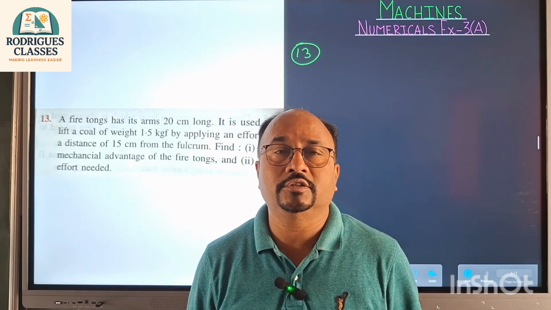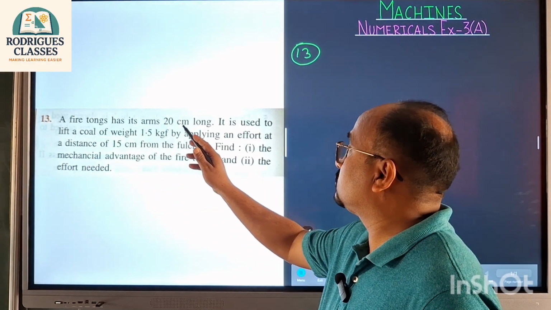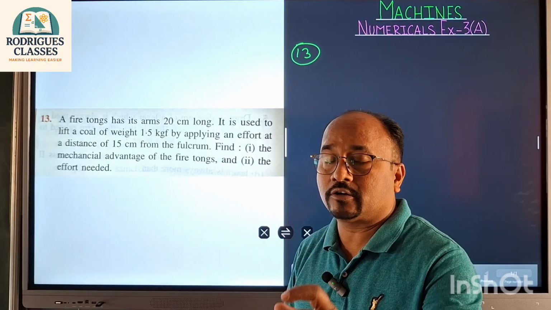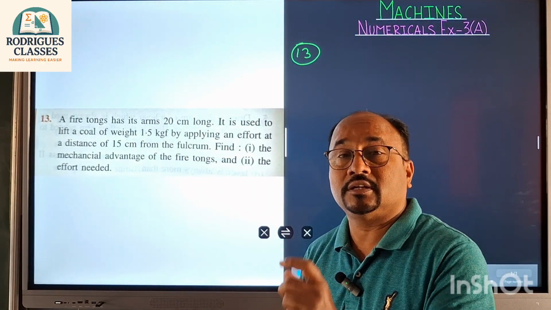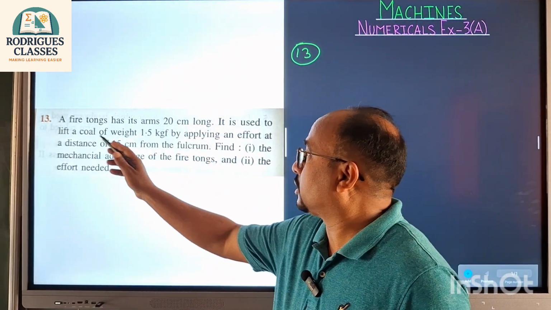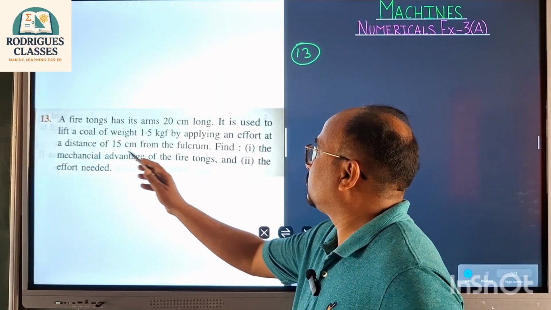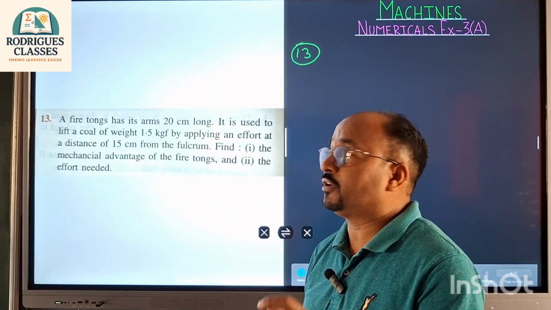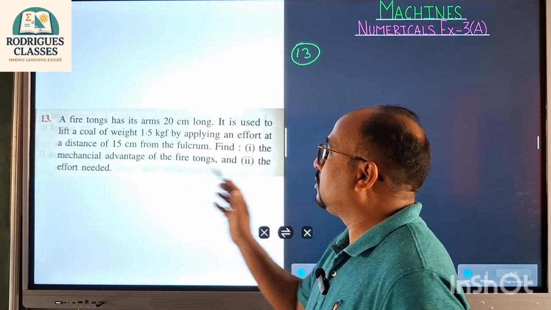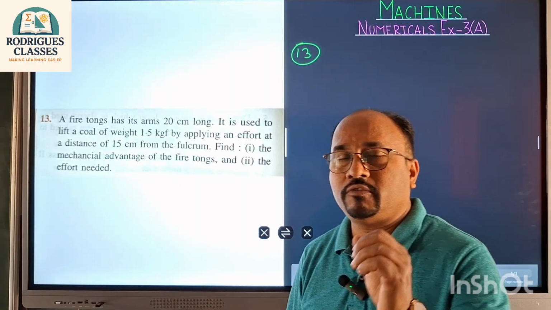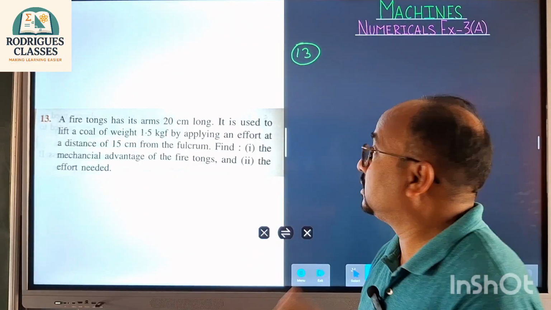Coming to the last numerical of this part, the 13th one: a fire tongs has arm's length 20 centimeter long. So for fire tongs, we should quickly make out which type of lever it is. We have just now seen it is the third class lever. It is used to lift a coal of weight 1.5 kgf by applying an effort at a distance 15 centimeter from the fulcrum. From the fulcrum, the effort is at 15 centimeter. Find the mechanical advantage of the fire tong and the effort needed. So it is always better to get the diagram which makes it clear which is the effort arm and the load arm. It is a third class lever.